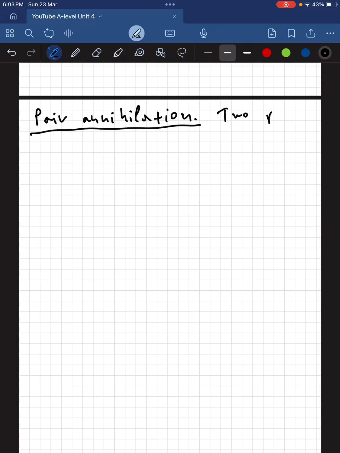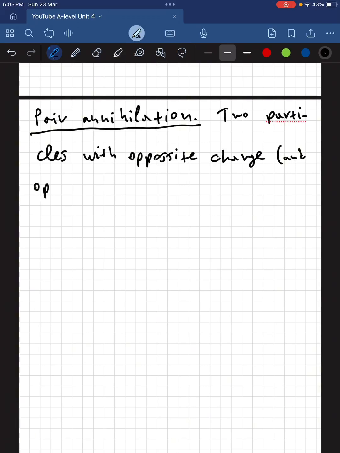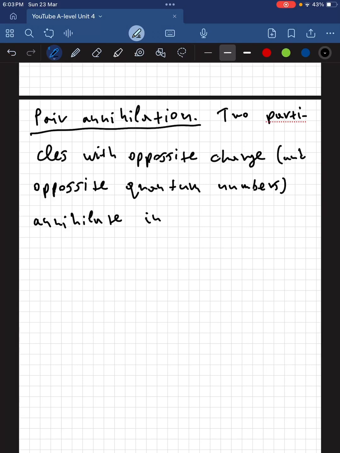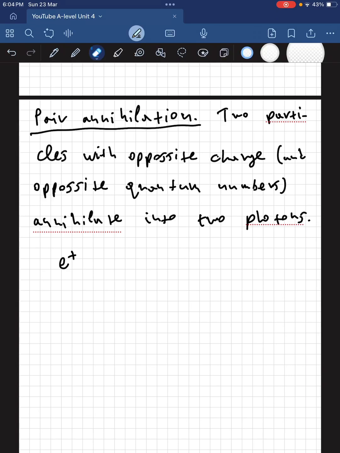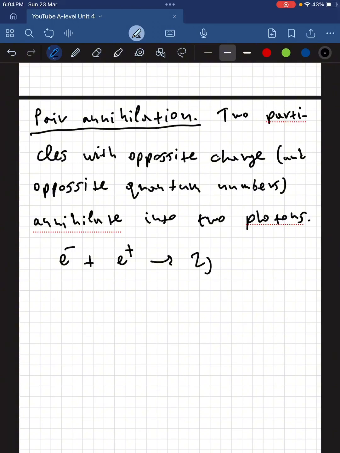So two particles with opposite charge and opposite quantum numbers annihilate into 2 photons. Keep this thought about quantum numbers, we're going to come back to this later. We're going to talk about why we need 2 photons in a moment, but if we have an electron and a positron interacting, the positron is the anti-electron. It's an electron with positive charge. Then 2 photons are produced.